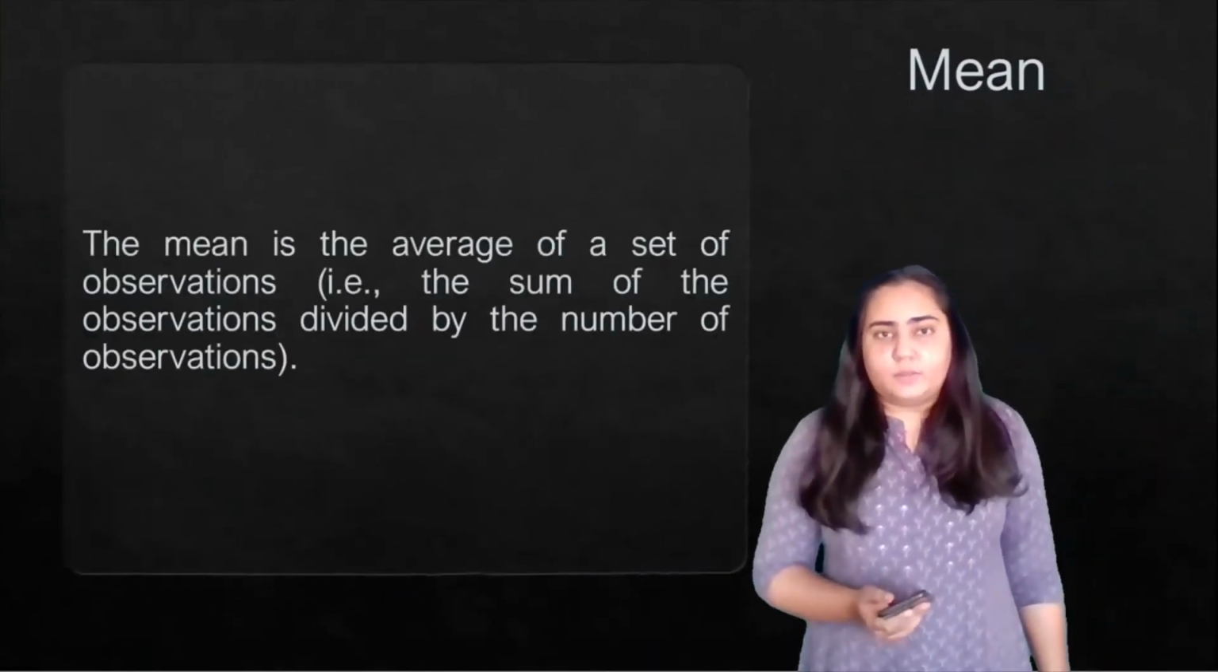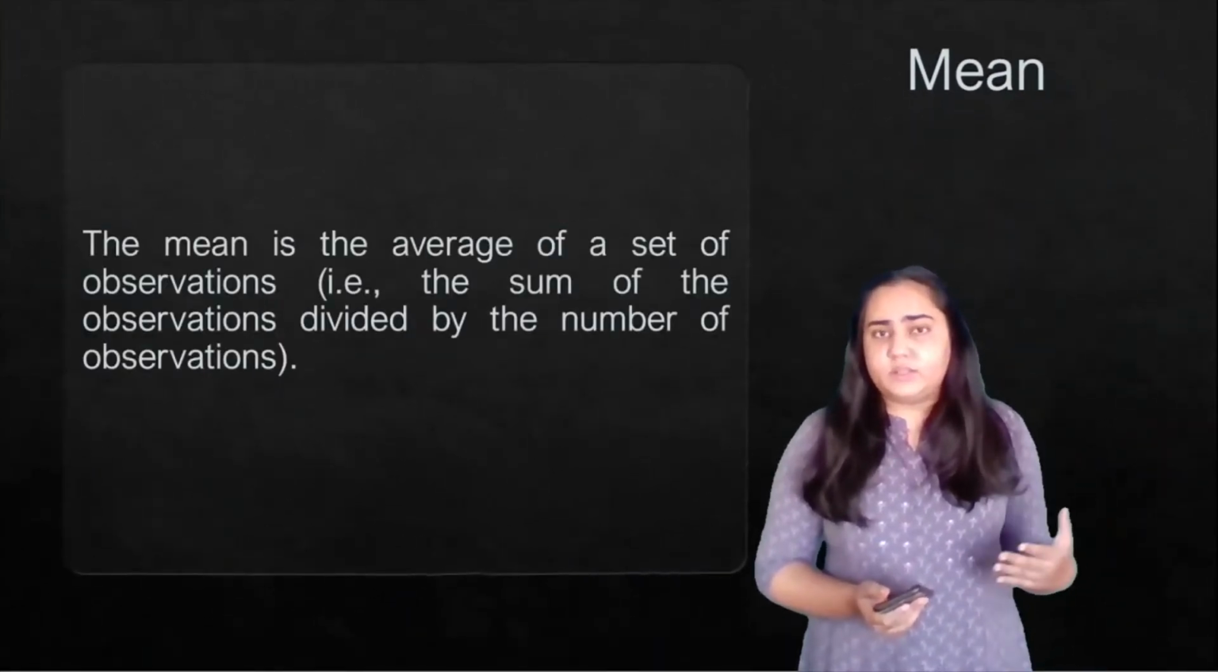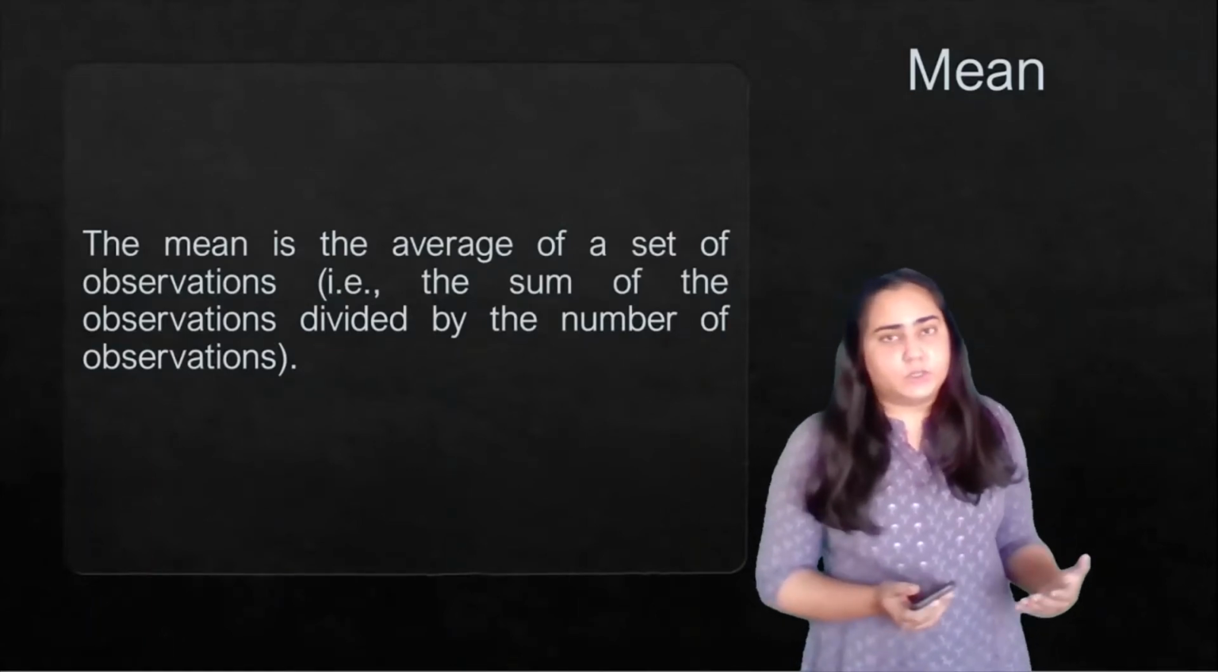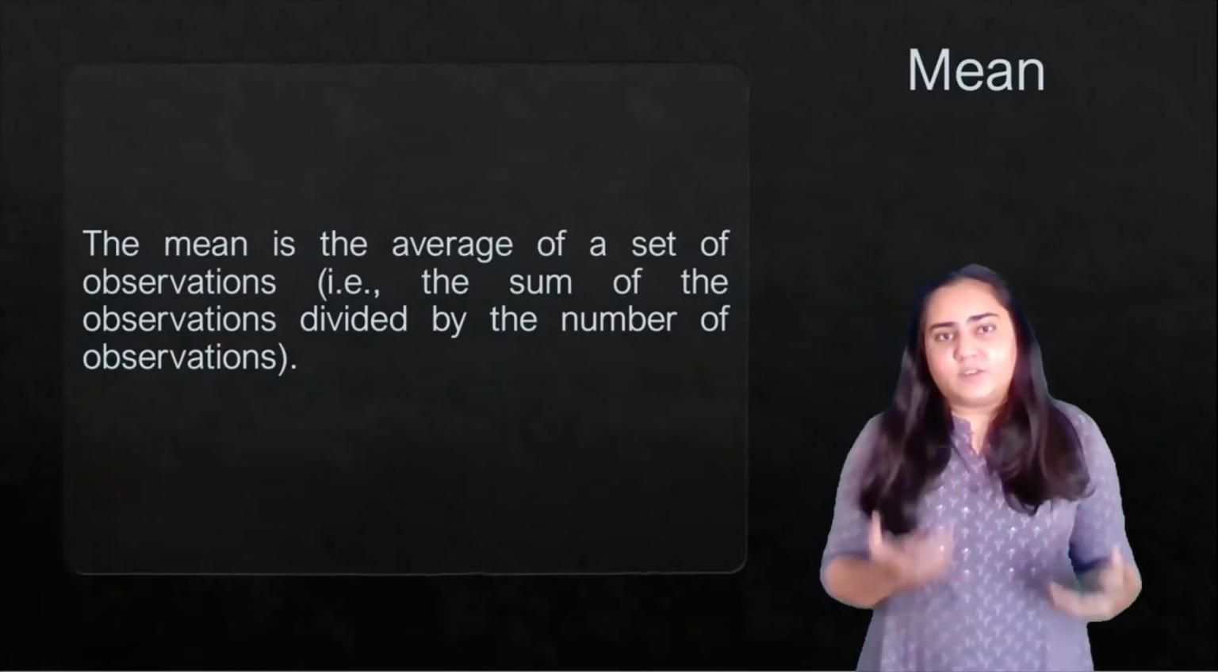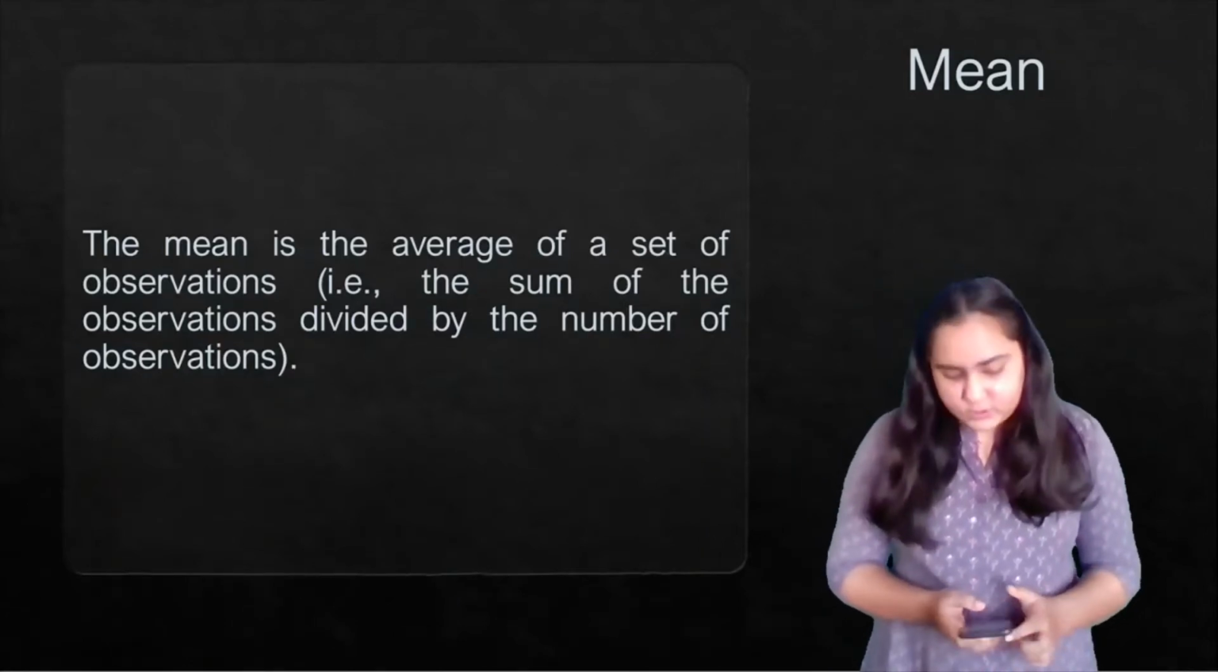Next we have mean. So mean is the average of a set of observations. It's simply the sum of observations divided by the number of observations.